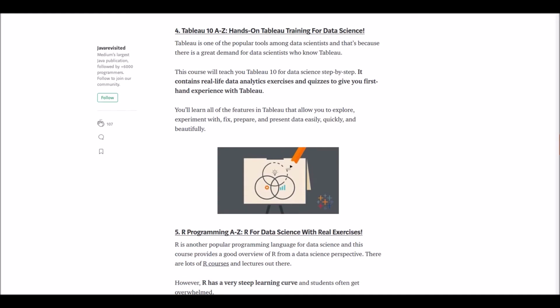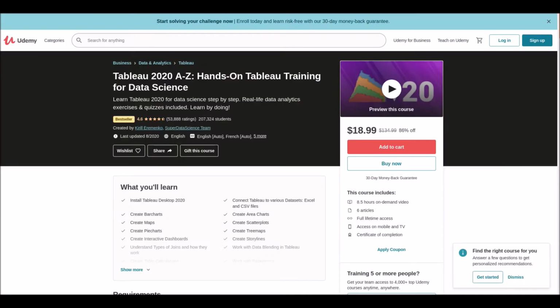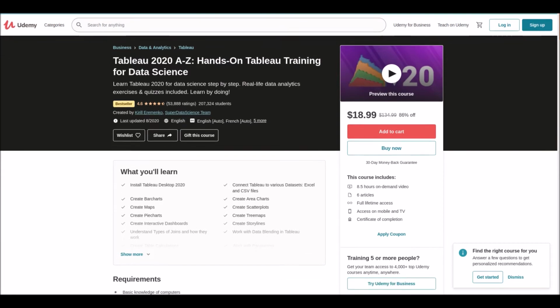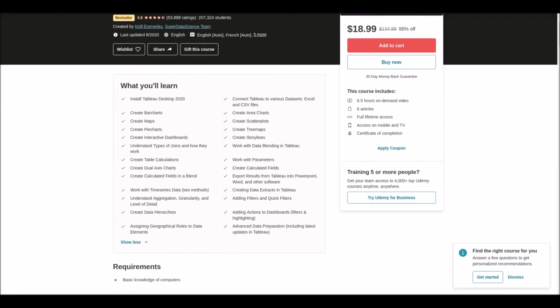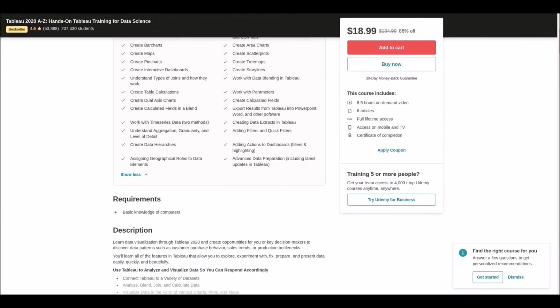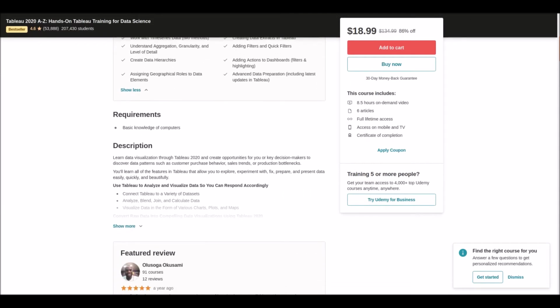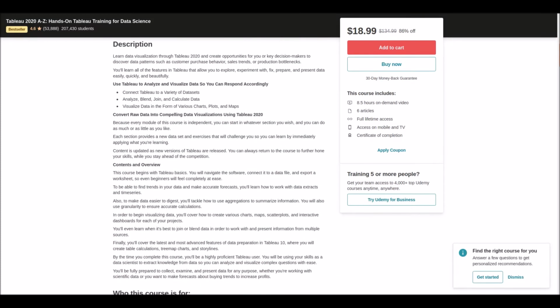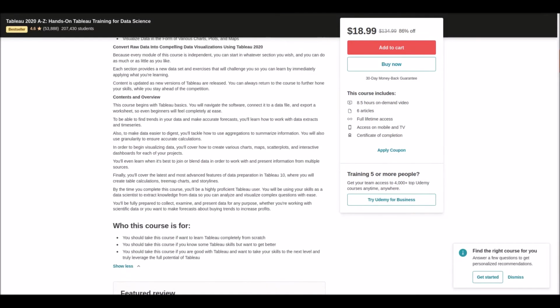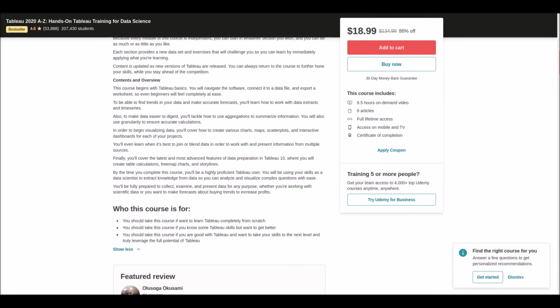Number 4. Tableau Training for Data Science. Do you know, Tableau is one of the popular tools among data scientists. I recommend you learn this course since there is a great demand for data scientists who know Tableau. The most beneficial thing is, in this course, you will be able to learn Tableau training for data science step by step from A to Z. To give the best of the best, they have added real-world data analytics exercises and quizzes. So, don't waste time, start the course today and become a demanded data scientist. Let's go to the next one.